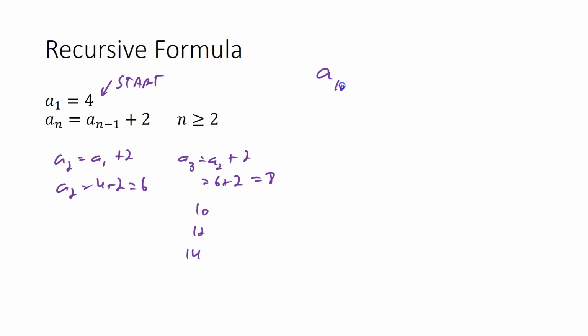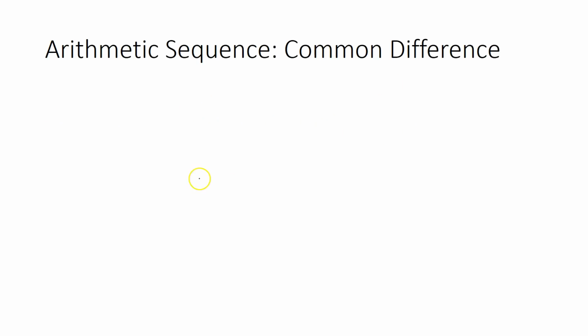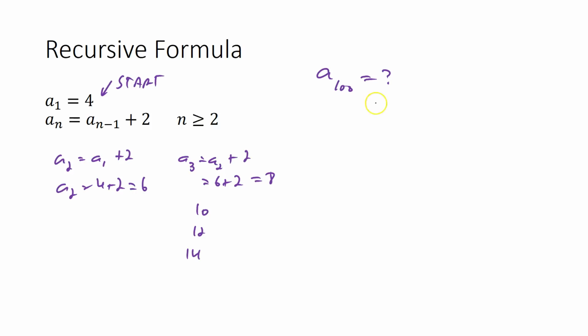The problem with this is, what's a100? Well, according to our definition here, a100 is a99 plus 2. Well, what's a99? To get a99, you need a98, right? This is kind of annoying because you have to have the previous term to be able to get the current one. And you don't always have that. Sometimes you have to go all the way through all the terms to be able to get there.